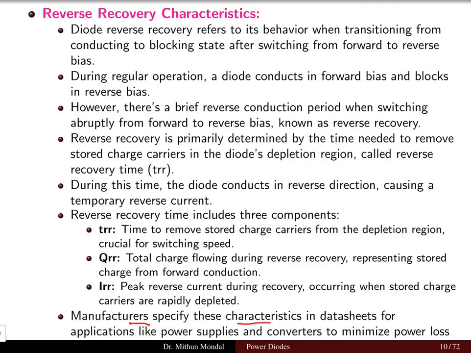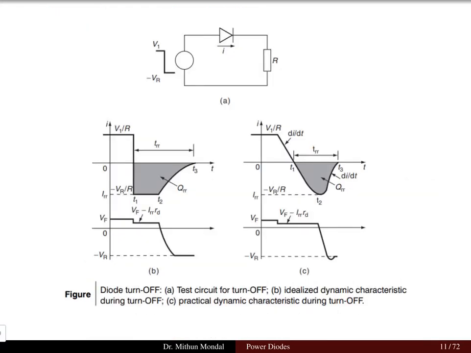Manufacturers generally specify these characteristics in their datasheets for applications like power supplies and converters, to minimize the power loss. They give this information so that the power losses can be minimized.